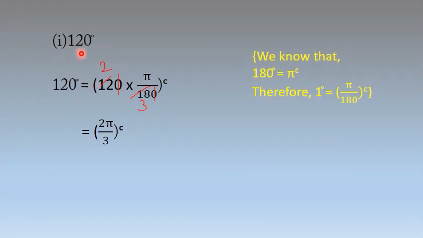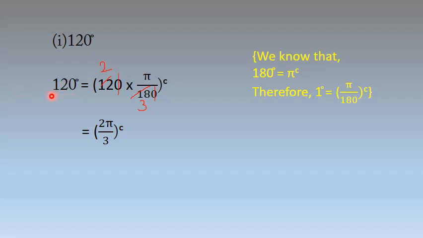So the first question is 120 degrees. Always keep in mind a single digit is always multiplied by 1. So over here also, 120 degrees is multiplied by 1 degree. In the previous lecture we derived the formula from 180 degrees. From that we got the value of 1 degree, which is pi upon 180 radians. Something raised to c, a digit raised to c, is called radians. So we know the value of 1 degree equals pi upon 180 radian.